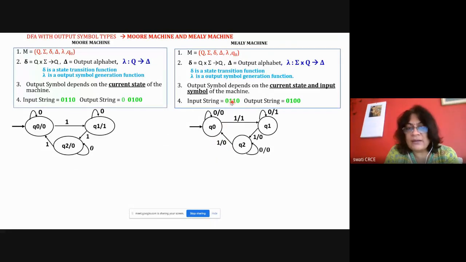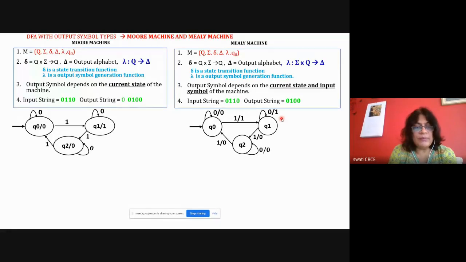Now you check. Both the machines will work in the same manner. If your input is 0, 1, 1, 0, what is the output string? So with 0 it is generating this 0. With 1 it is generating 1. With 0, it is generating 1. But now there is an input symbol 1. So for 1 it is creating 0 and for 0 it is generating 0. So it is 0 1 0 0.